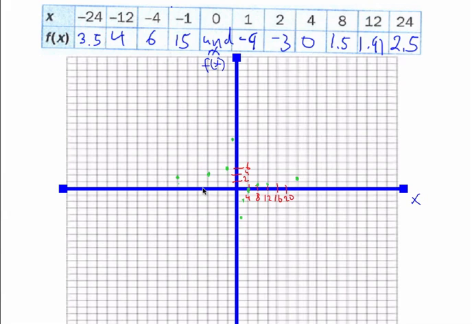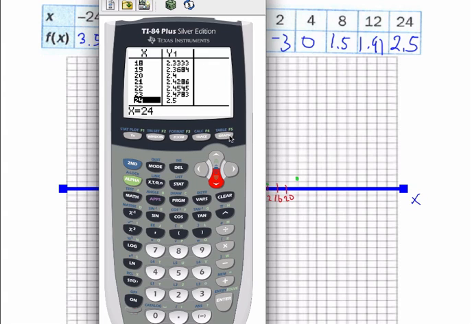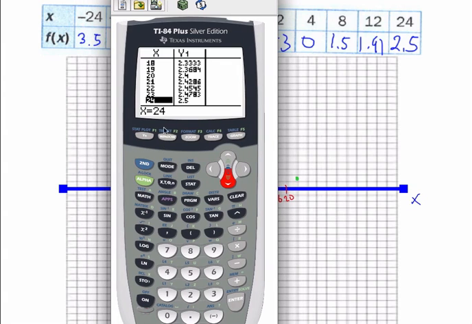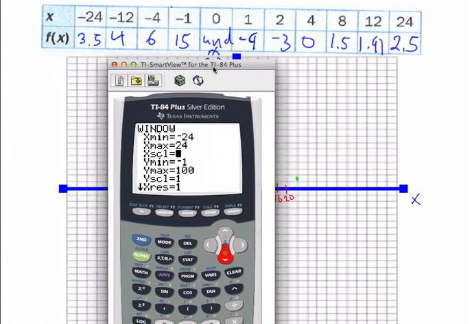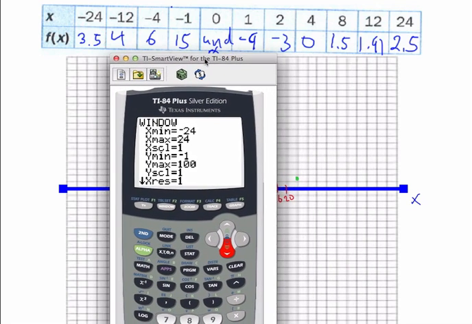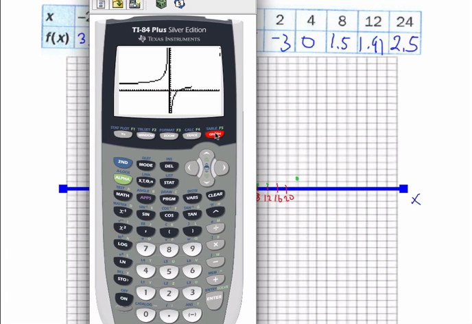We can also check the shape with our calculator and make sure we're getting the right shape. I already have the function in the calculator, so I can just go to graph. Actually, I need to change the window to go from negative 24 to 24. And the y values look like they go from negative 10 to 20, which should be okay. Negative 10 to 20, and let's graph that. So here's what it looks like.